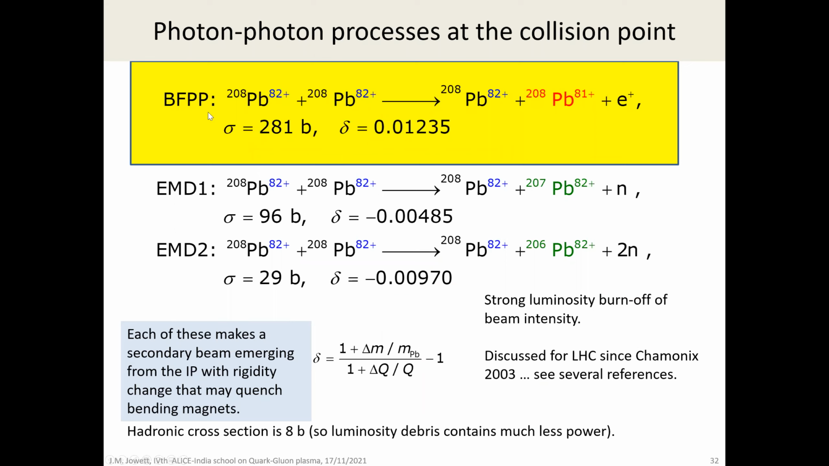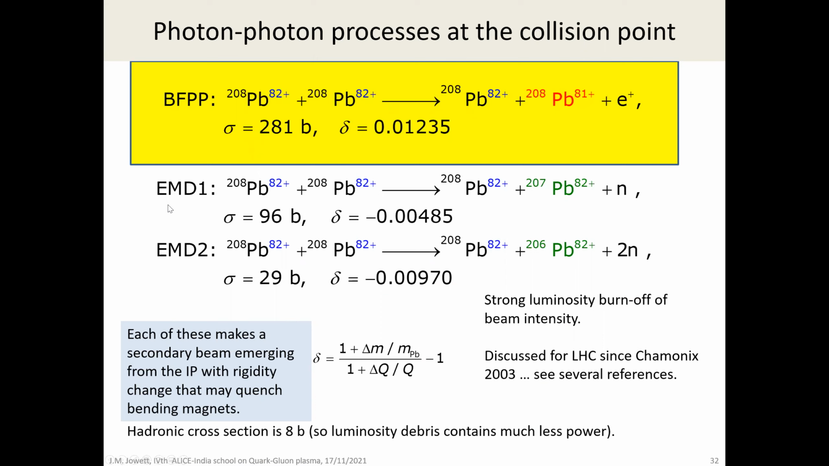The most important one is bound-free pair production, where in these strong electromagnetic fields, you create, of course, abundant electron-positron pairs. In a small fraction of those events, the electron is born in a bound state of one of the nuclei. So rather than lead-208 82+, it becomes a one-electron ion with 81+.